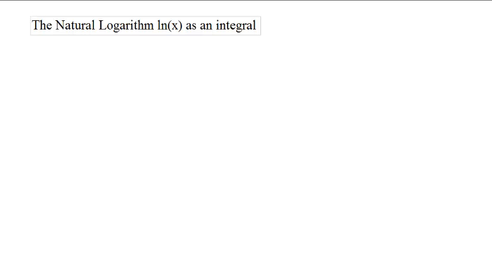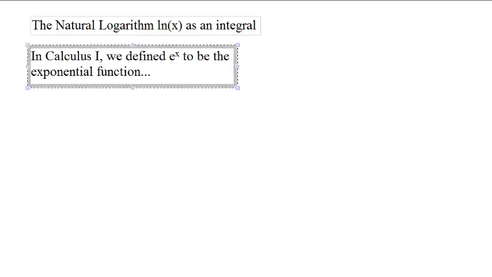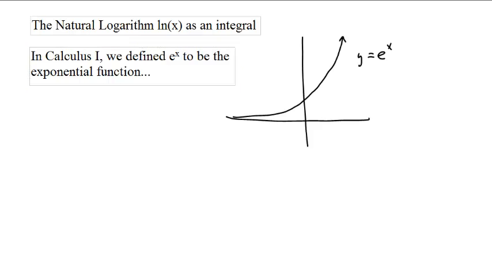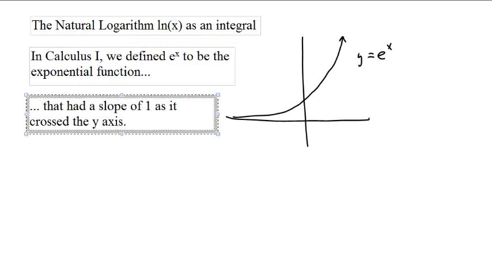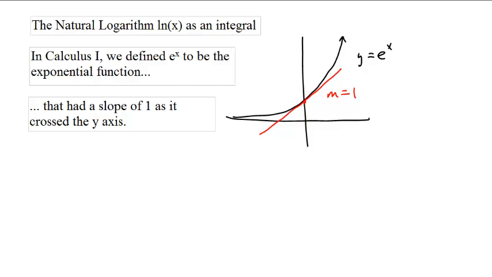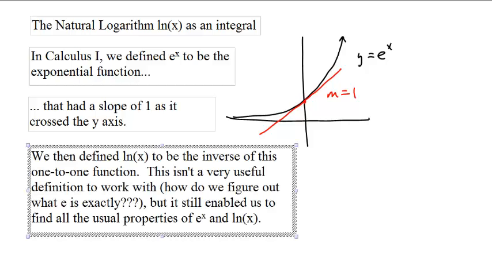The natural logarithm as an integral. Well, in Calculus 1, we defined e to the x to be the exponential function that had a slope of 1 as it crossed the y-axis. Now, we defined natural log of x to be the inverse of this one-to-one function. However, it wasn't a very useful definition to work with. For instance, how do we figure out what e is exactly? Well, a calculator will tell us it's 2.71 something, but this enabled us to find all the usual properties of e to the x and ln of x.